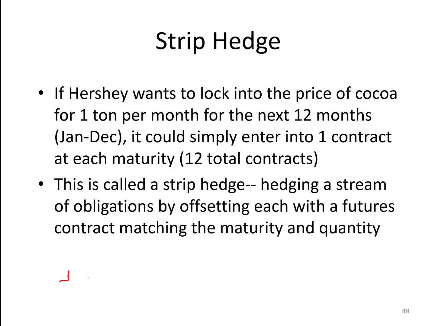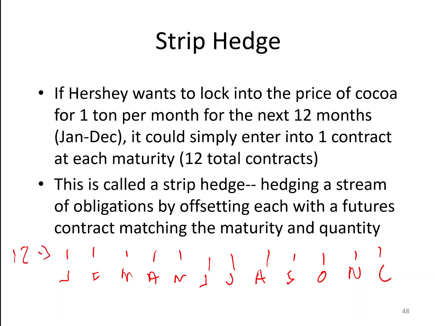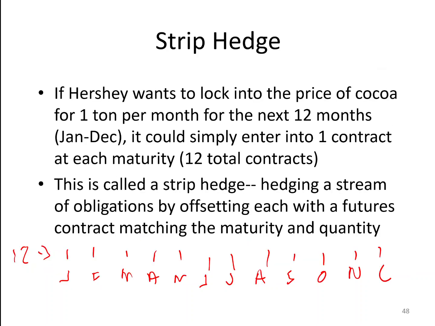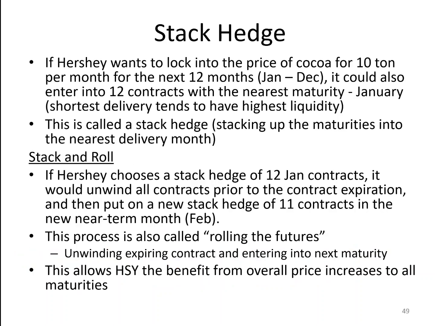So again, if you had January, February, March, April, May, June, July, August, September, October, November, December, you would simply have one contract long for each maturity for 12 total contracts. So this is called a strip hedge. However, what I'm going to talk about is a stack hedge, which initially won't make any sense. What it's going to say is, well, if you need 12 contracts, just do 12 contracts in January and it'll be okay. So this is the concept.